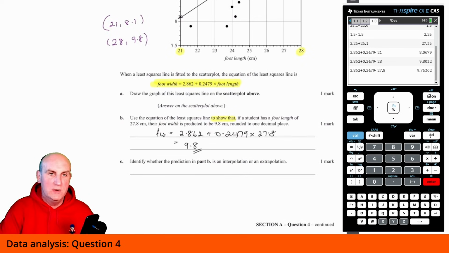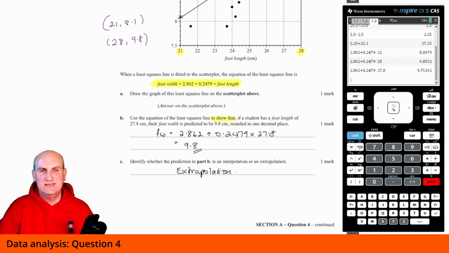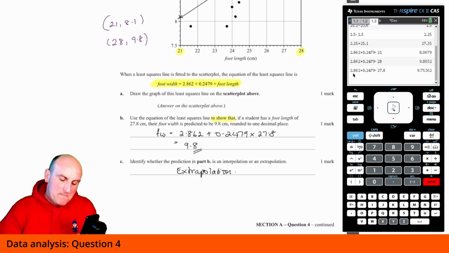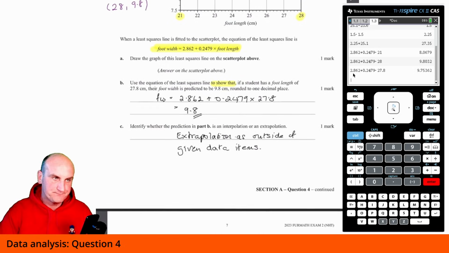And again, it tricks people because they don't really understand. So because it's outside that data item, it's extrapolation. Okay, and that's all they want. Again, in this case, it's 50-50. You know, I think in many cases, VCAA ask you to identify whether the prediction is an interpolation or extrapolation. Maybe write why it's extrapolation. Extrapolation is outside of given data items, or something along those lines. Just so that you say to VCAA, hey, I know what extrapolation is. I'm not just taking a 50-50 guess here.